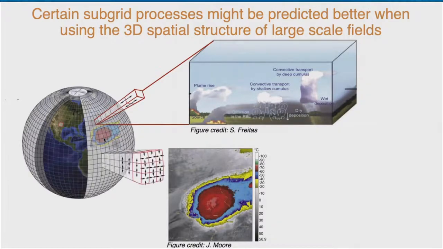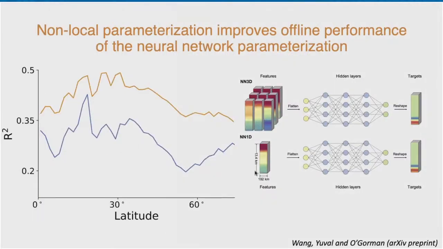So you might think that maybe if we would use information not only from a single column, but also information from the vicinity, let's say in this case 3 by 3 columns, to predict what happens in the center column, it would be useful. So this is basically what we try to test here. We try to use a different parameterization, which is a non-local parameterization. So let's see how it performs.